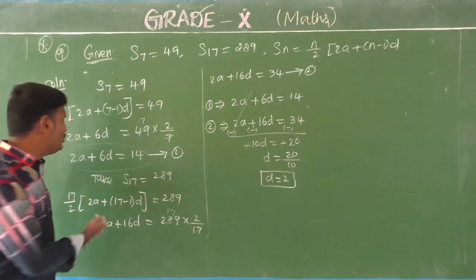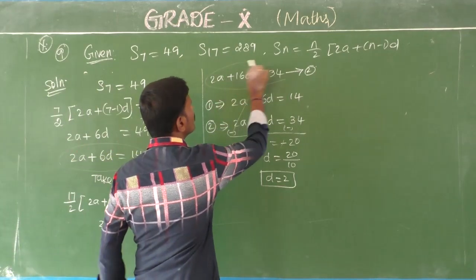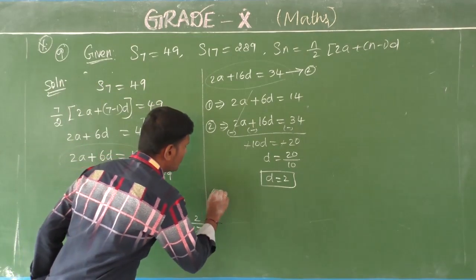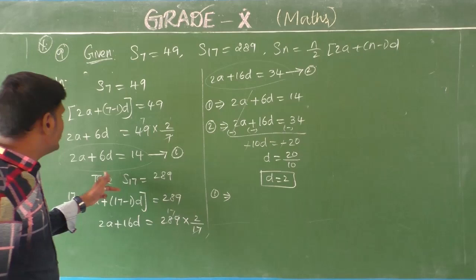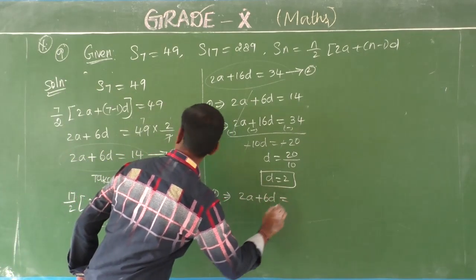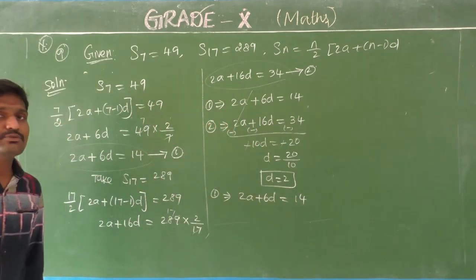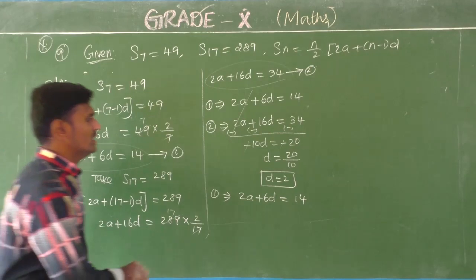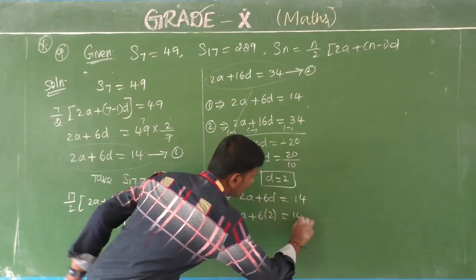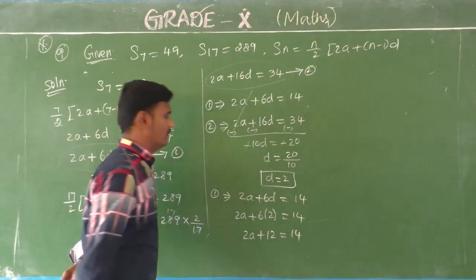So now again you want to substitute into any one of equations 1 and 2 to get the value of the first term. Yes, student. Okay. Now simply I am taking the first equation. What is the first equation? 2a plus 6d, which is equal to 14. So here I am going to substitute the value of d as 2. Now 2a plus 6 into 2, which is equal to 14. Now 2a plus 6 twos are 12 equal to 14.